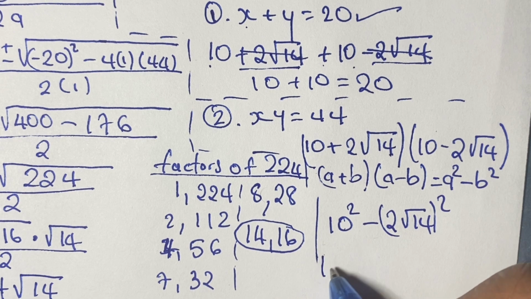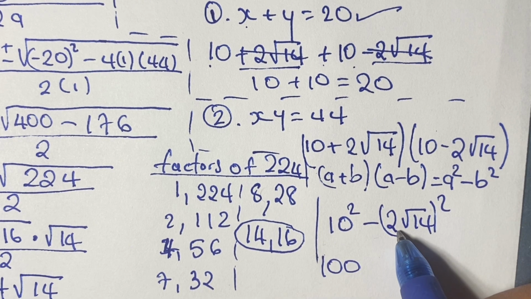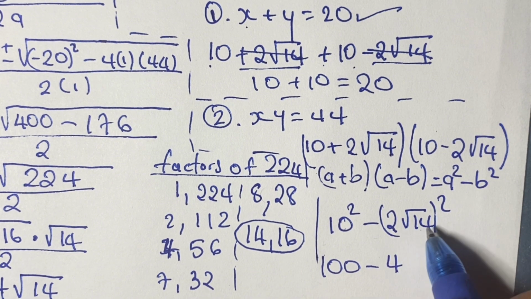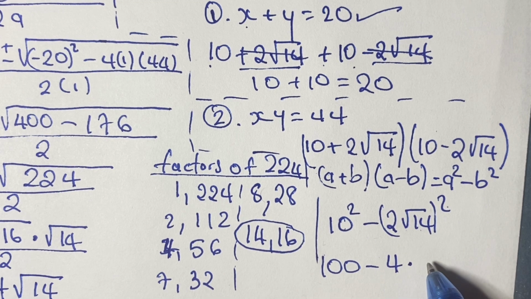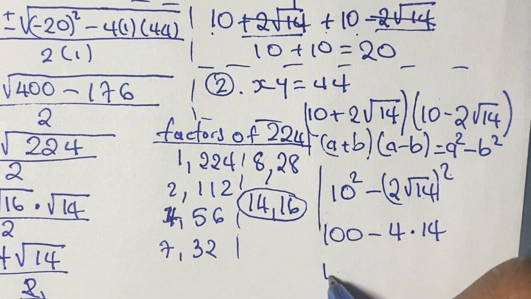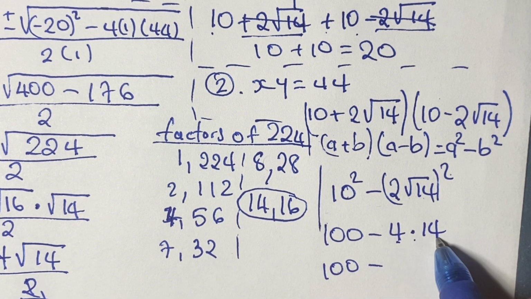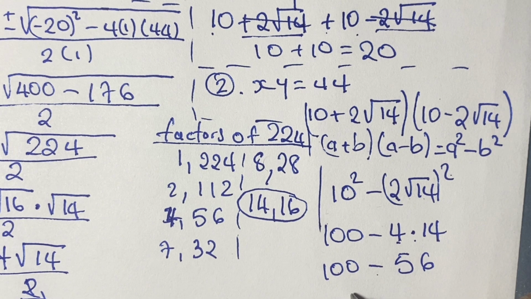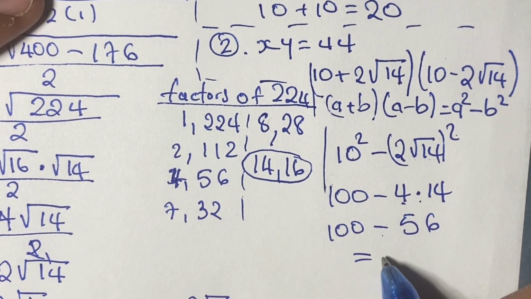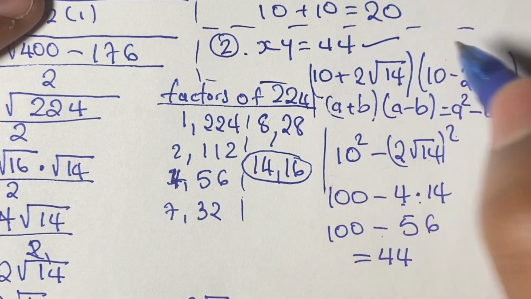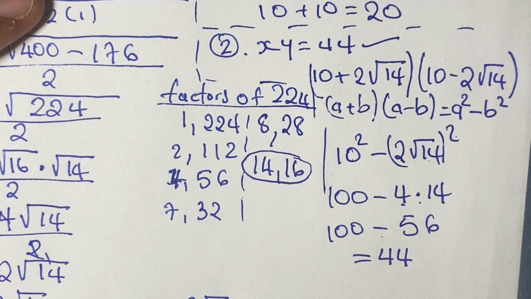Now we know that 10 squared is equal to 100, and we have minus 2 squared, which is going to be 4, so we have minus 4. And if we look here, the radical and the square are going to cancel out, so the 14 will be left. So we have 100 minus 4 times 14, that's 56. And 100 minus 56 gives us 44. So there we have it. Our solutions are verified on both equations, equation 1 and equation 2.